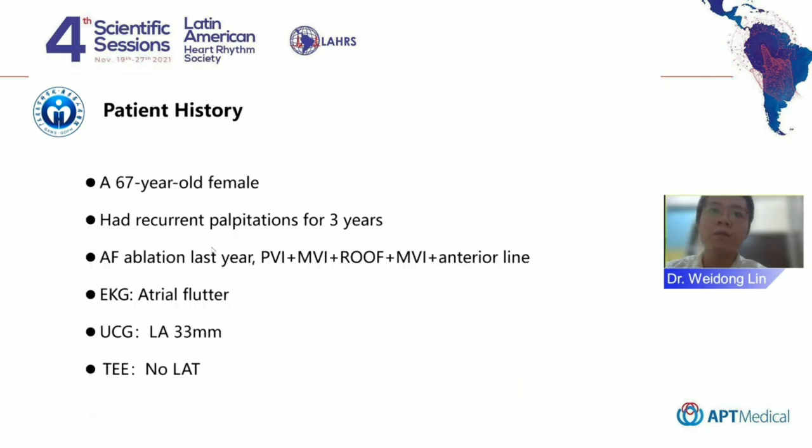And then we meet the second case. In the second case, there is a 65-year-old female with recurrent palpitations for 3 years. She had an atrial fibrillation ablation last year, using PVI, a roof line, and a mitral isthmus and anterior line. So the EKG shows it is atrial flutter.